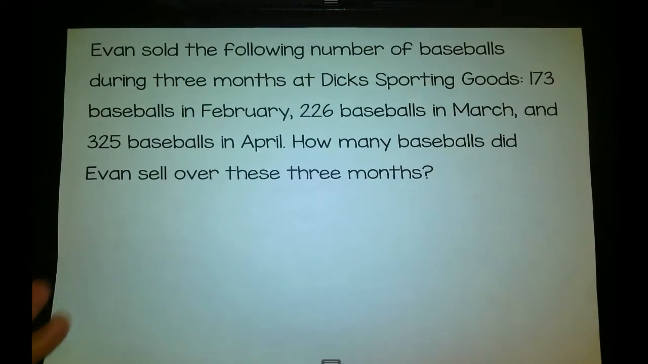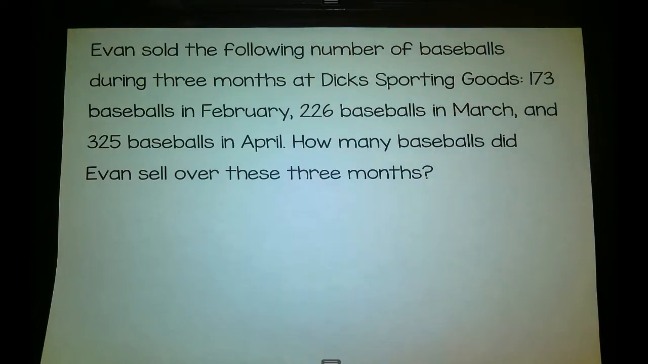And today our very first math story problem is about Mr. Evan. It says Evan sold the following number of baseballs during the 3 months at Dick's Sporting Goods. 173 baseballs in February, 226 baseballs in March, and 325 baseballs in April. How many baseballs did Evan sell over these 3 months?